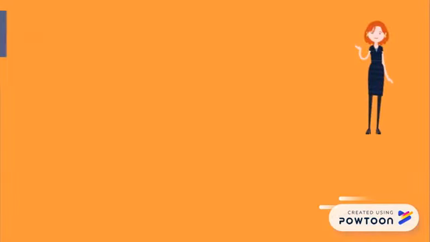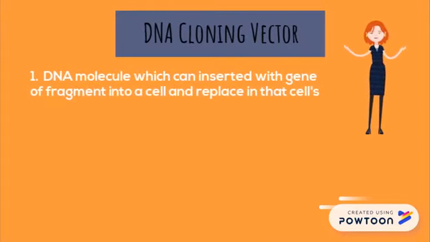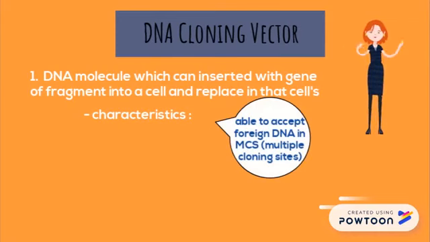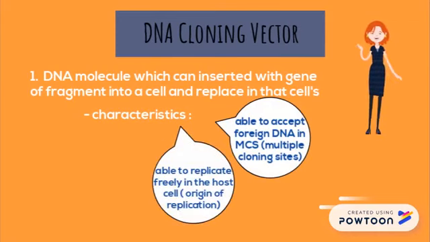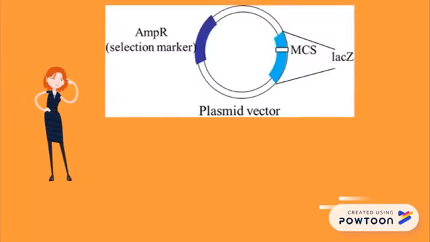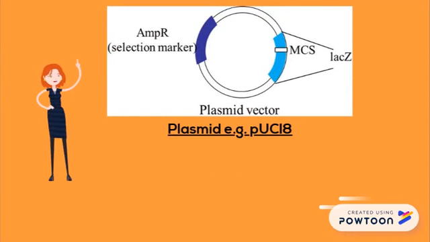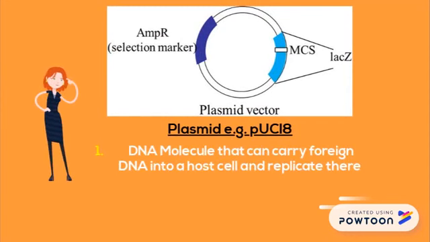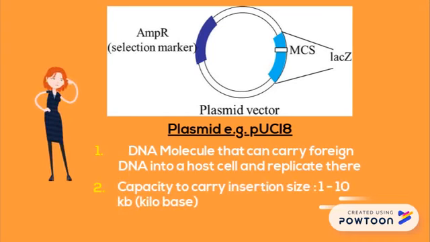Next, the third tool is DNA cloning vector. It is a DNA molecule which can carry a gene or fragment into a cell and replicate there. There are 3 characteristics as shown. We take plasmid as an example. Why? Because the DNA molecule can carry foreign DNA into a host cell and replicate there. The capacity to carry insertion size is 1 to 10 kb.